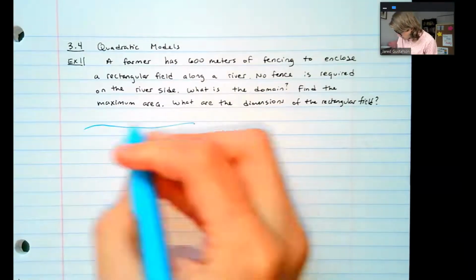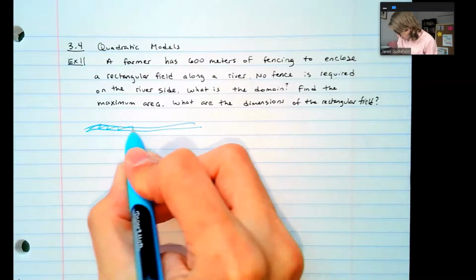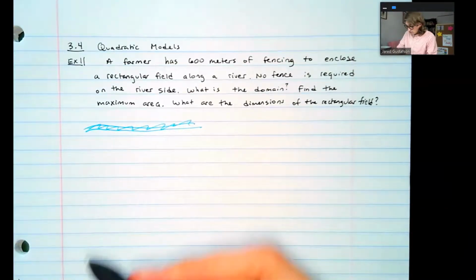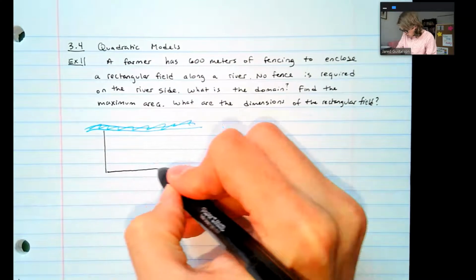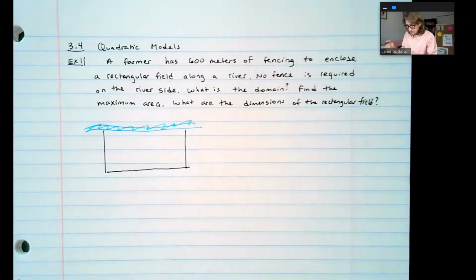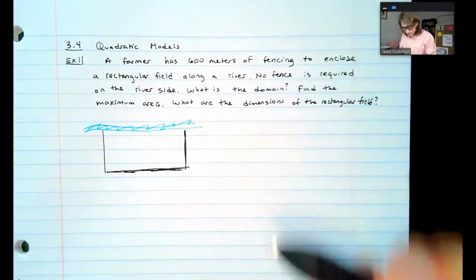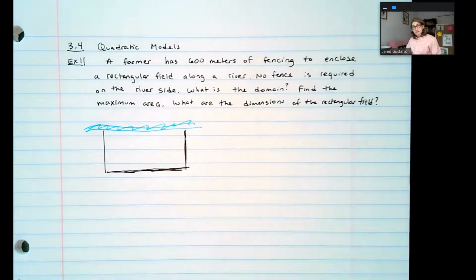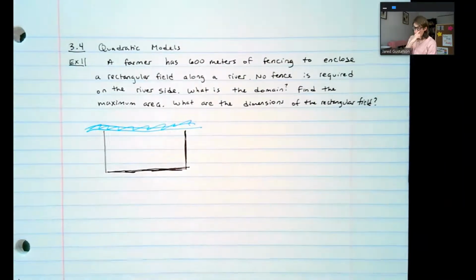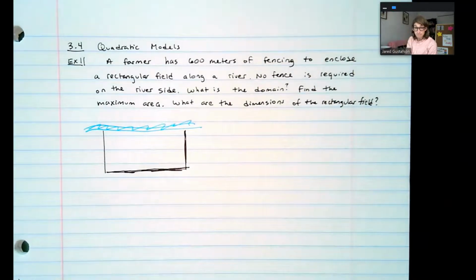So we have this river. We got colors. Use them. There's our river. We're putting a rectangular field along this river. Now, ooh, that doesn't look so great, but we get the idea. Let us think about our dimensions. What do we have that's limiting us? We only have 600 meters of fencing. So that's a limiting thing. But otherwise, we got nothing else to go off of.